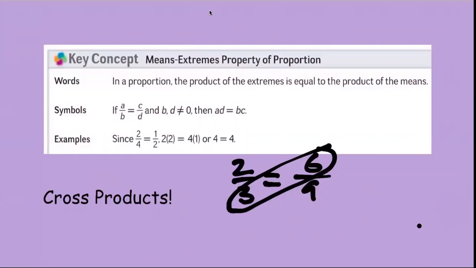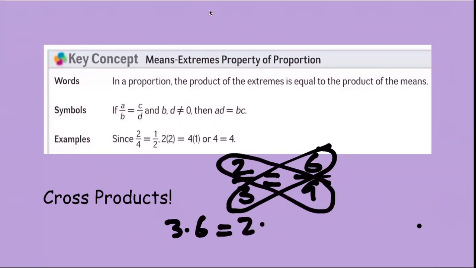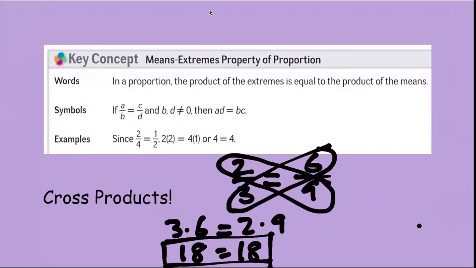You take that and you go 3 times 6. So that's one side, and it doesn't matter what order you do it in. And then here you got 2 times 9 on the other side. And if these are equivalent ratios, this should work out. So 3 times 6 is 18. 2 times 9 is 18. And this one you get an equality. So this definitely works out. So yeah, let's do some of these.